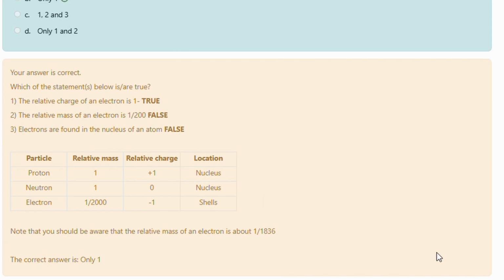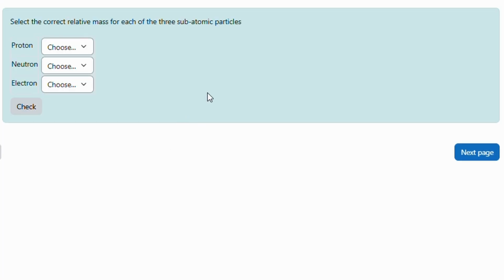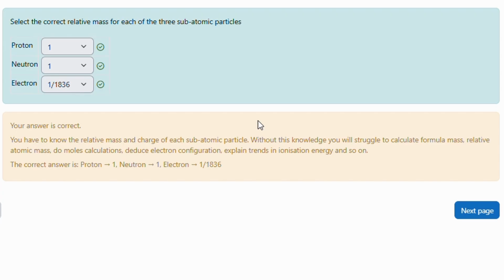Next we have to get the relative masses of the subatomic particles. A proton has a relative mass of 1, a neutron also has a relative mass of 1, and an electron has a relative mass of 1 over 1836. That means it takes 1836 electrons to have the same mass as a proton or a neutron.